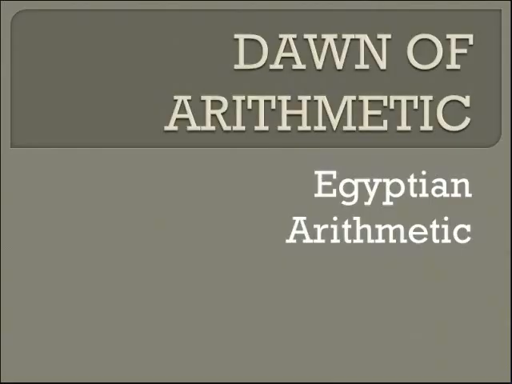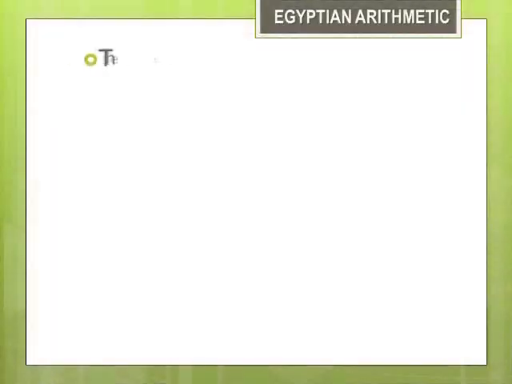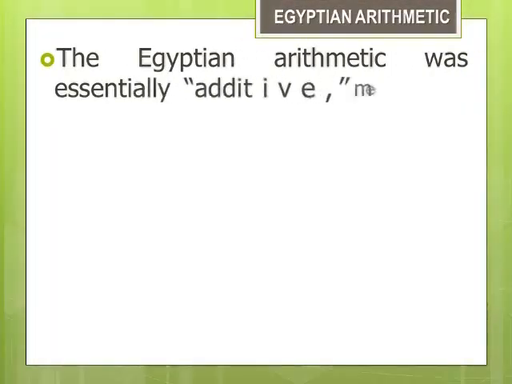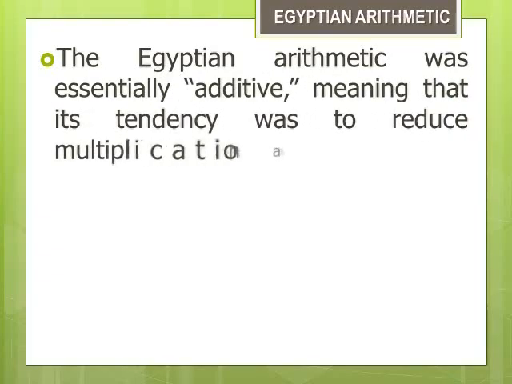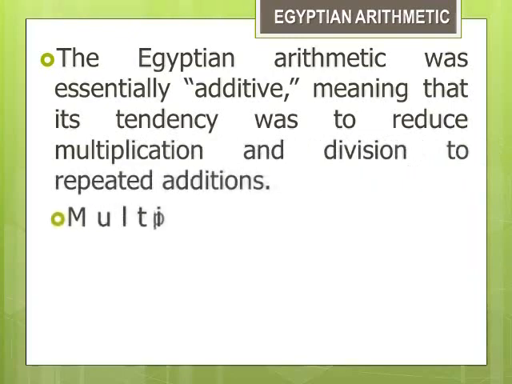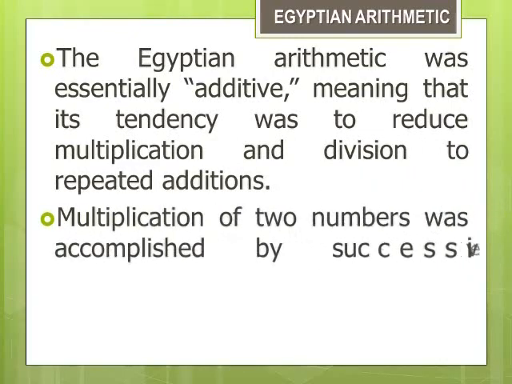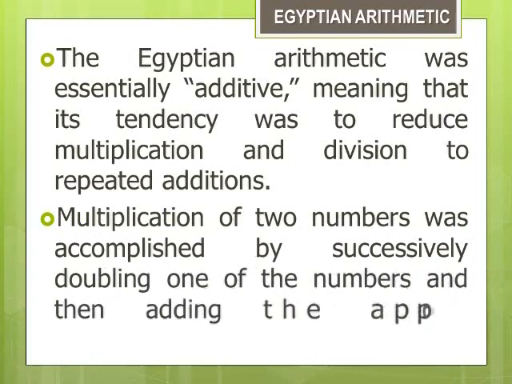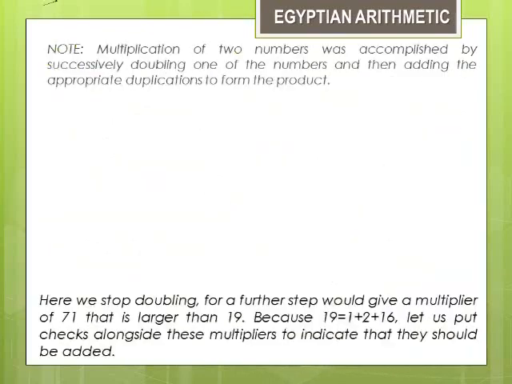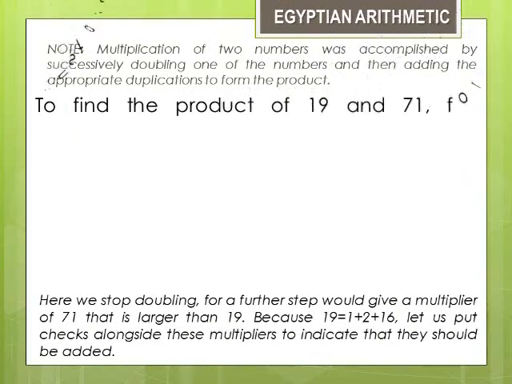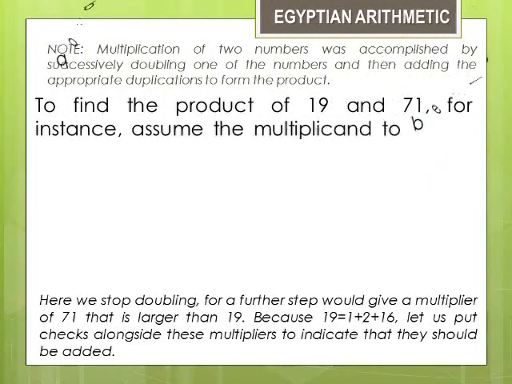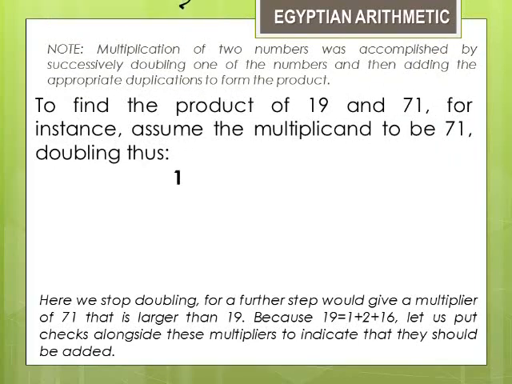Dawn of Arithmetic. From the Egyptian Arithmetic. The Egyptian arithmetic was essentially additive, meaning that its tendency was to reduce multiplication and division to repeated additions. Multiplication of two numbers was accomplished by successively doubling one of the numbers, and then adding the appropriate duplications to form the product. To find the product of 19 and 71, for instance, assume the multiplicand to be 71. Doubling thus, 1 plus 1 is 2, 2 plus 2 is 4, and so on. And on the other side, 71 plus 71 is 142, 142 plus 142 is 284, and so on.